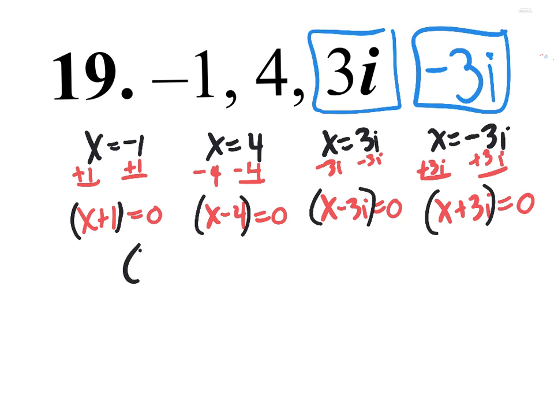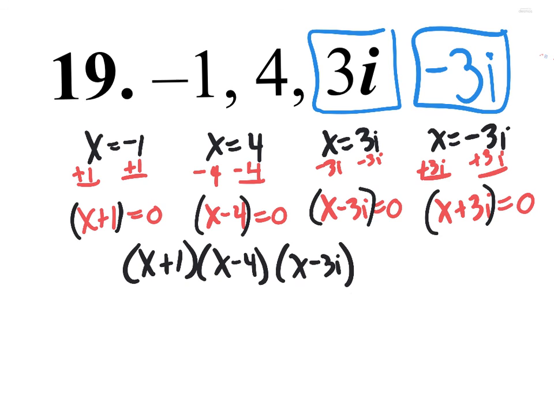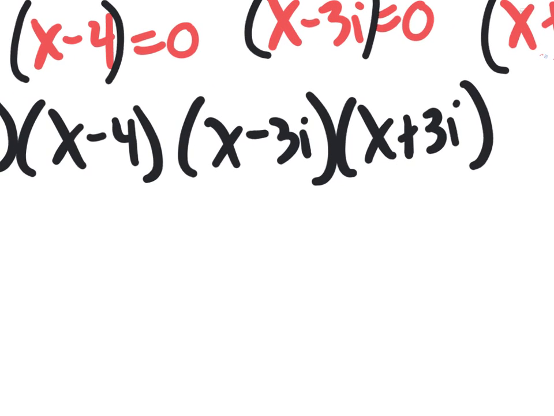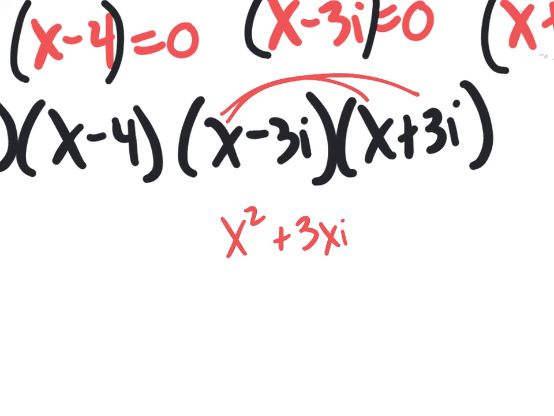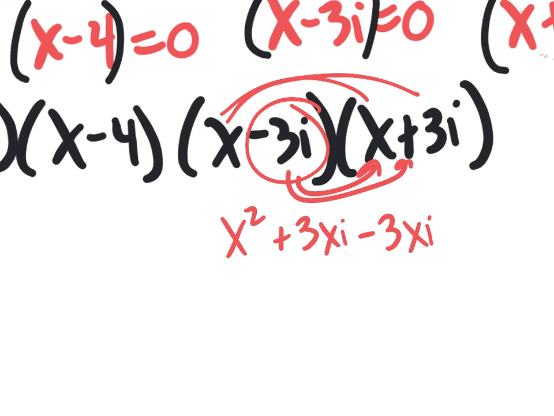So let's put all of them together. x plus 1 times x minus 4 times x minus 3i times x plus 3i. So it's best to begin with the i's, right? Let's distribute right there first. We have x times x, that's x squared. x times 3i is positive 3xi. Negative 3i times positive x is a negative 3xi, or ix, whatever. And then negative 3 times positive 3, and both i's, that'll give you a negative 9, but i times i is i squared. Okay.